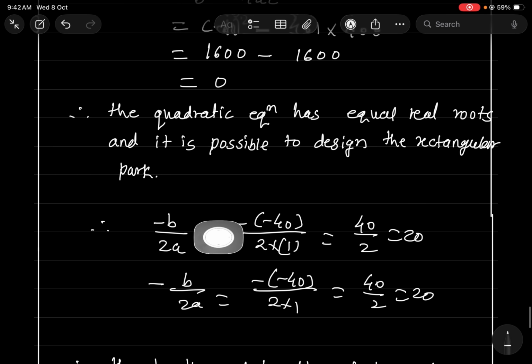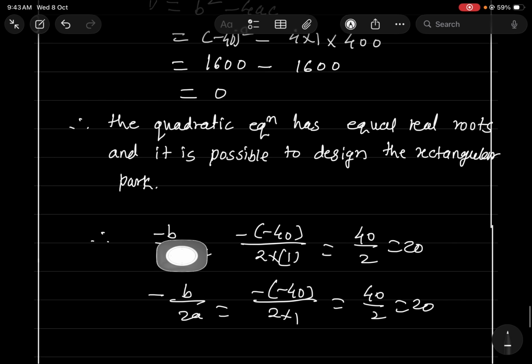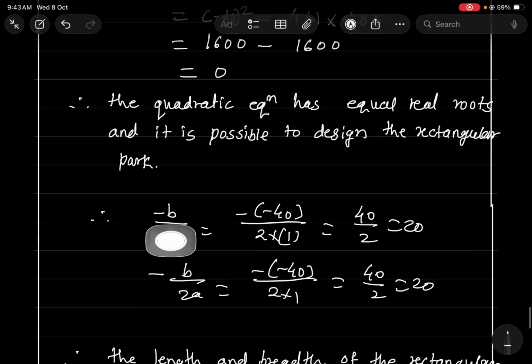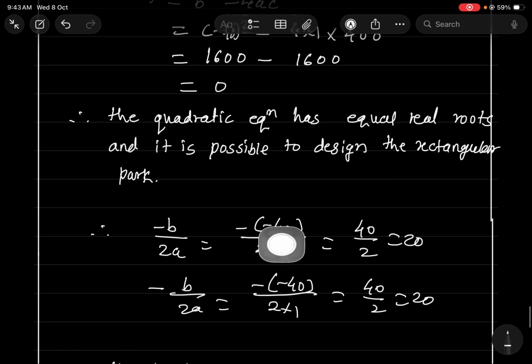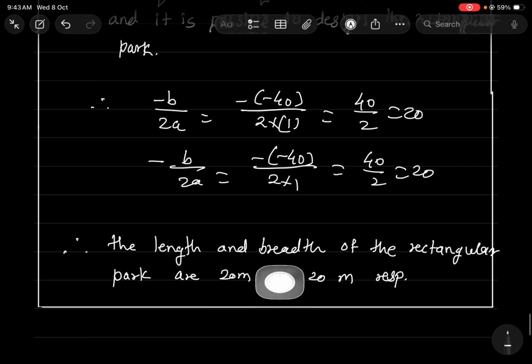If the roots are equal, what is the formula? Minus b upon 2a. Don't forget the minus sign: b's value is minus 40. So minus of minus 40 upon 2 into 1, with a's value 1, gives 40 upon 2, which is 20. In the same way, minus b upon 2a is 40 upon 2, equal to 20. So the length and breadth of the rectangular park are 20 meter and 20 meter respectively. Here length and breadth come out the same, 20 and 20.